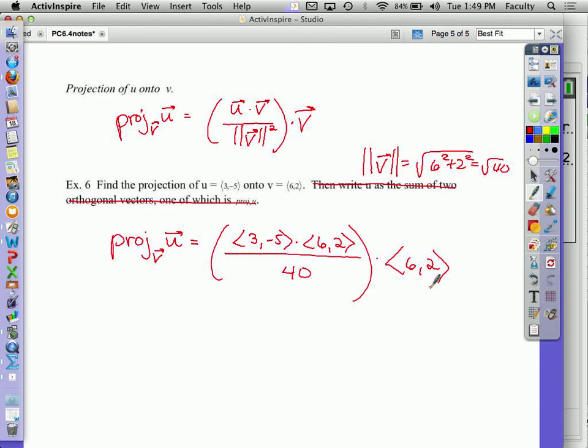And keep in mind, some of this you'll need to wait till physics to see why you wanted to do this. I'm just showing you the math of it. So this is what, 18 minus 10, right? Yeah, 18 minus 10 is 8 over 40. So that's 1/5 times the 6, 2. So it's 6/5, 2/5. So again, very, very straightforward.